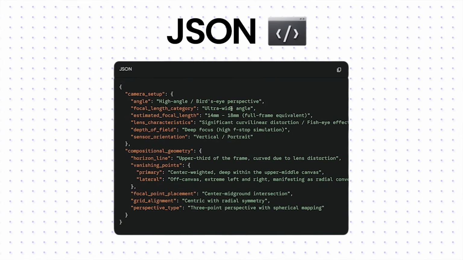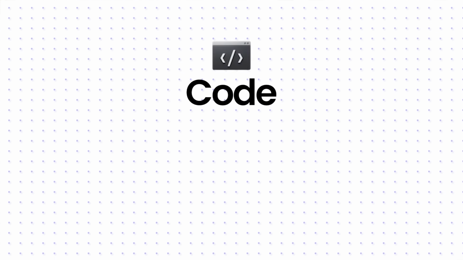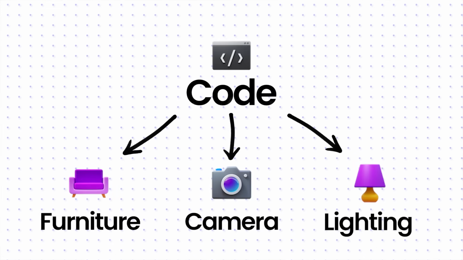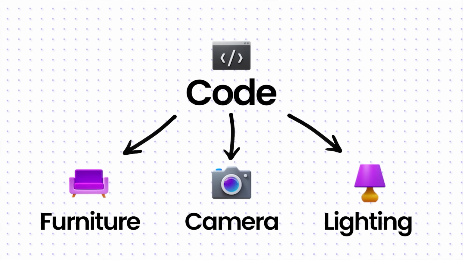The secret to stopping hallucinations is the JSON format. Basically, we break the image down into a pure code structure. We list every single component separately: furniture, camera angles, lighting. This makes it way easier to control the outcome.